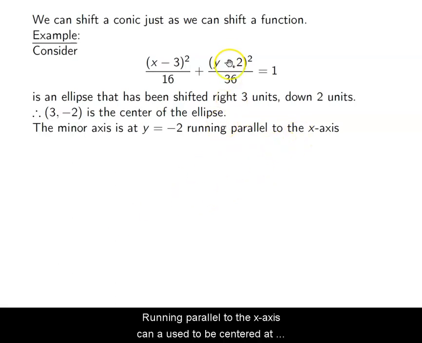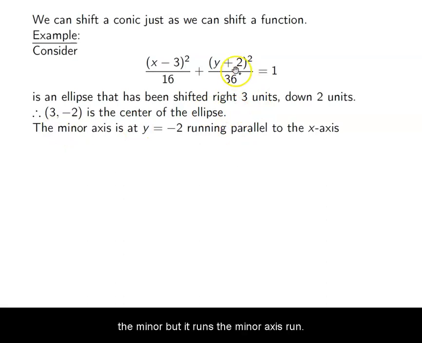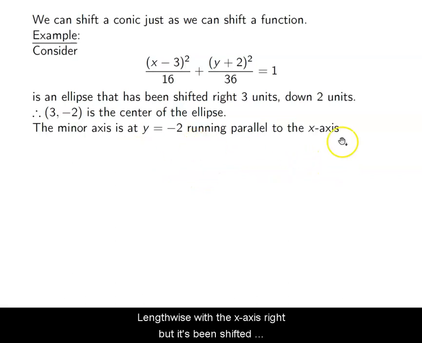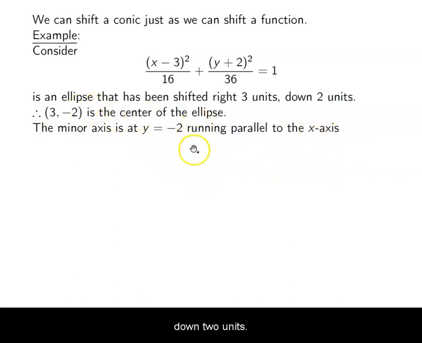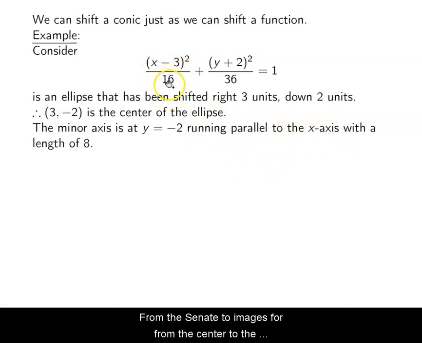So again, it used to be centered at x equals 0. Now it's centered at x equals 3 for the minor, but the minor axis runs lengthwise with the x-axis, right? But it's been shifted down 2 units. Okay, and it has a length of 8, right? So again, from the center to one edge is 4, from the center to the other edge is another 4, so it has a length of 8.